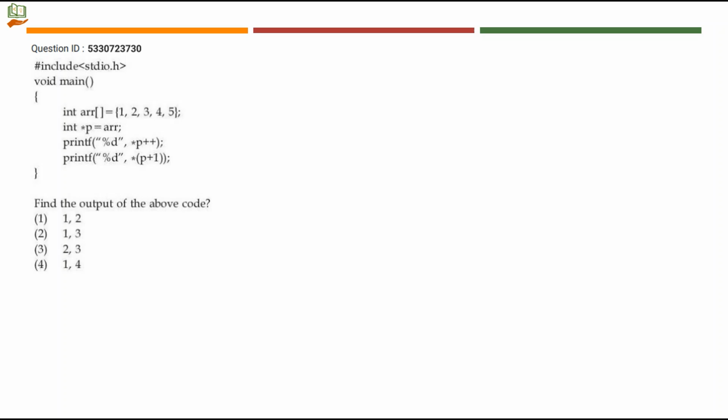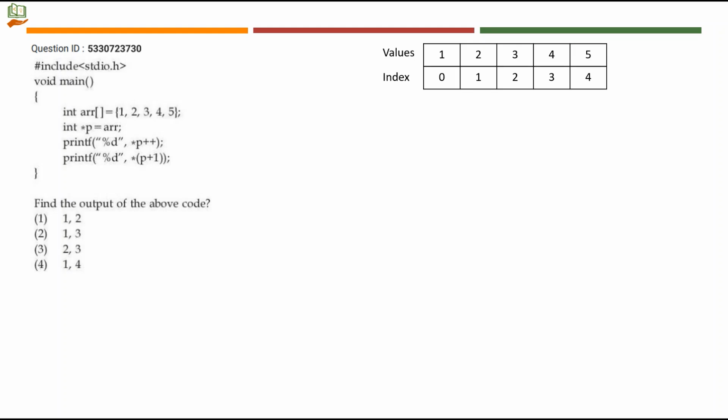They have actually initialized an array. The values are 1, 2, 3, 4, 5. They have initialized a pointer to the array. Whenever such initialization takes place, the pointer will be initialized to the first value of the array. So the pointer is present in index 0. This initialization means the pointer is initialized to the 0th index of the array.